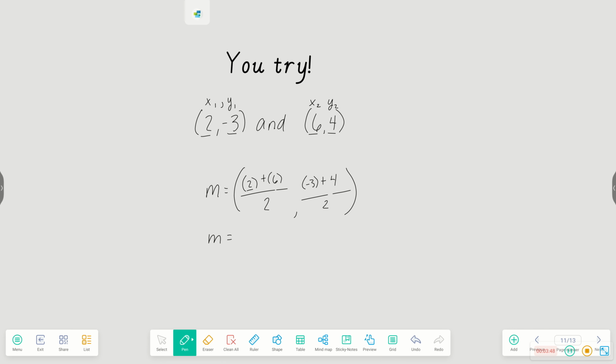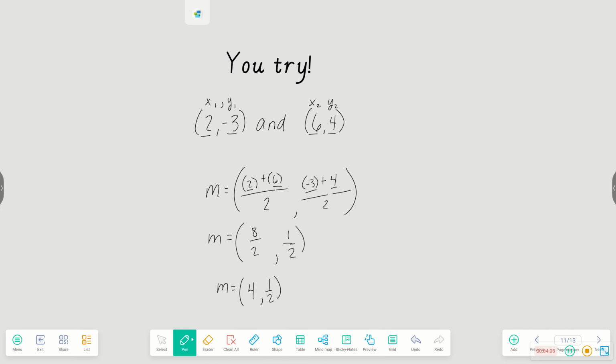Two plus 6 is 8. And then -3 plus 4 is 1. Now we can simplify one of these. We know that 8 divided by 2 is 4, and then we have 1/2.